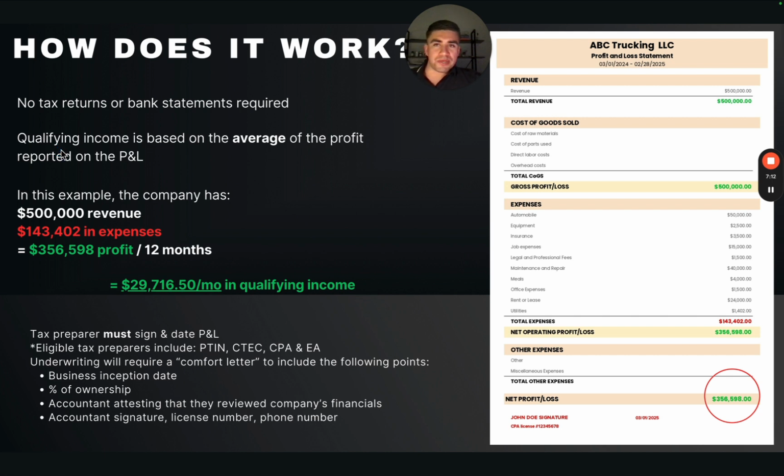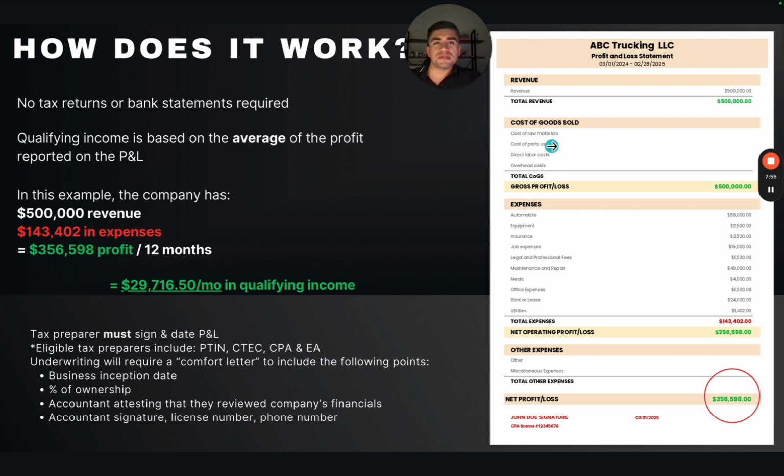So the qualifying income is based on the average amount of profit reported on the P&L itself, right? If you see here on the right-hand side, I created a fictitious P&L for ABC Trucking LLC, and in this example, the company has about $500,000 in revenue. I just wanted to include this here so you can get an idea of what underwriting is looking for when it comes to the P&L. Obviously, it's going to be specific to your case and your industry type, but in this case, we used a trucking company. So I catered the expenses to what you would see on a trucking company, right?